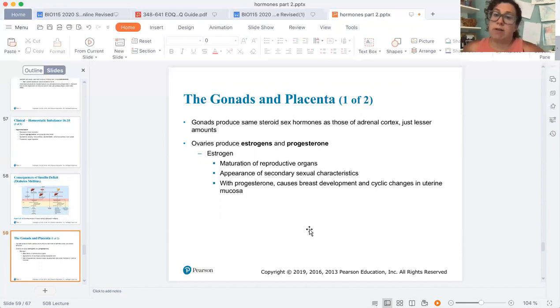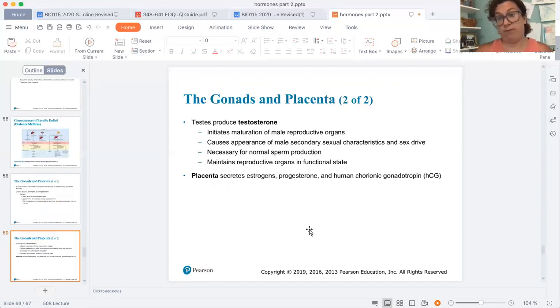So gonads are testes or ovaries, okay? Ovaries make progesterone and estrogen. And the purpose of estrogen, at least from a female standpoint, is to mature the reproductive organs. It causes the secondary sexual characteristics, so breast enlargement, pubic hair. And progesterone, in a cyclic development with the estrogen, causes breast development and changes the uterine mucosa, which is known as a period.